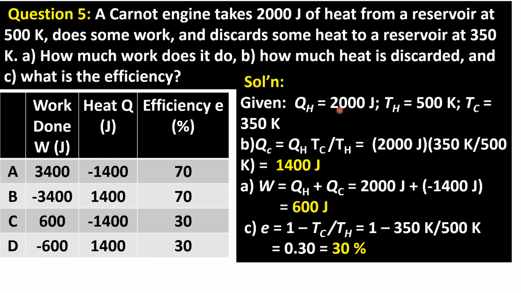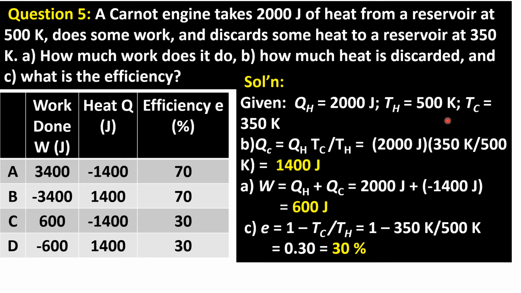first, let's identify the data. When you say QH, this pertains to the amount of input heat, or heat input, that is provided by the hot reservoir of the engine. And then the temperature at the hot reservoir is 500 Kelvin, while the cold reservoir is 350 Kelvin.